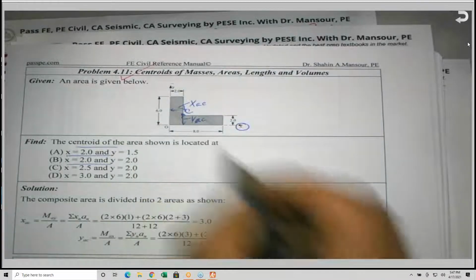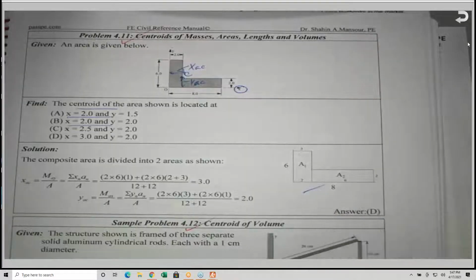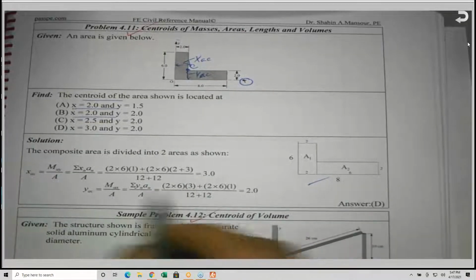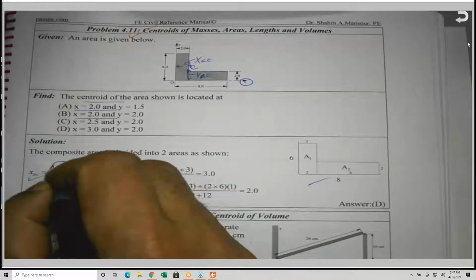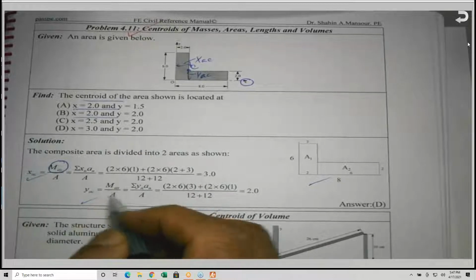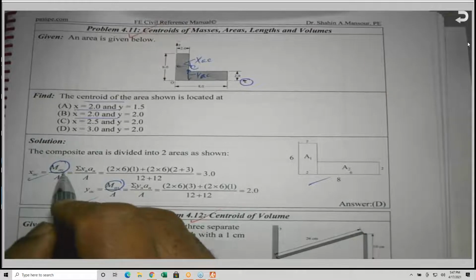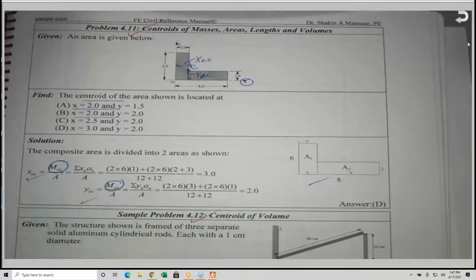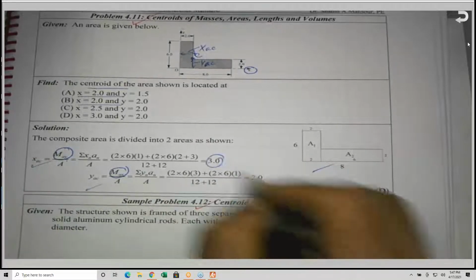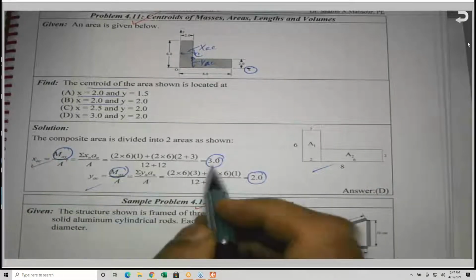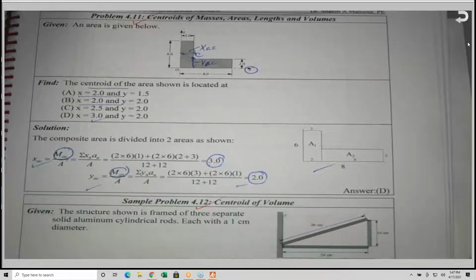Again, we are going to divide the area. It's up to you, you can divide this way or this way. This is the way it is done here, area 1 and area 2, and the XC and YC again. By the way, this is the moment of the area about the Y, and this is the moment of the area about the X. The moment of the area is basically the distance times the area. So this is the expression that we need to be familiar with. And we got an answer like this: XA is 3 and YA is 2.